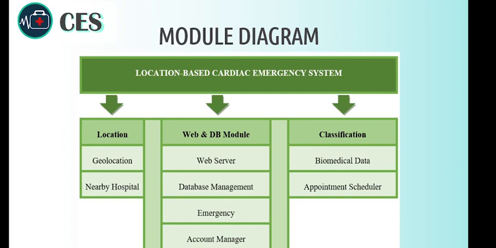There is also the account manager, so there are three types of accounts. There is staff, which in this system is just the admin of the system. There is patient, and there is also the doctor account. Next is the module for classification, which is the back end of the system, where the biomedical data and appointments are classified and prioritized using Python with rule-based classification.